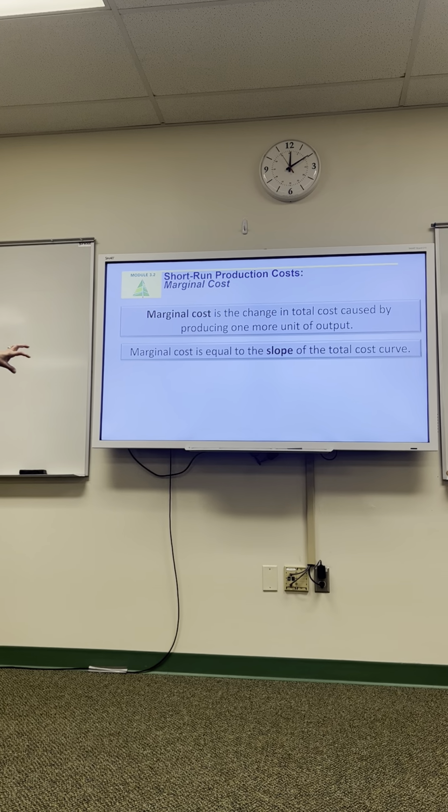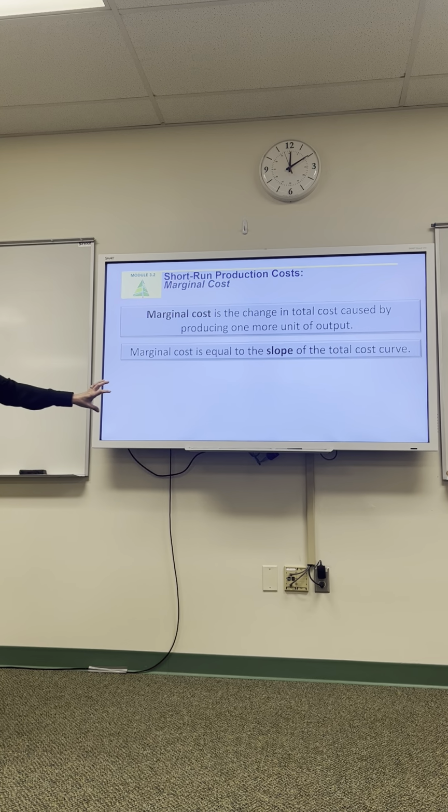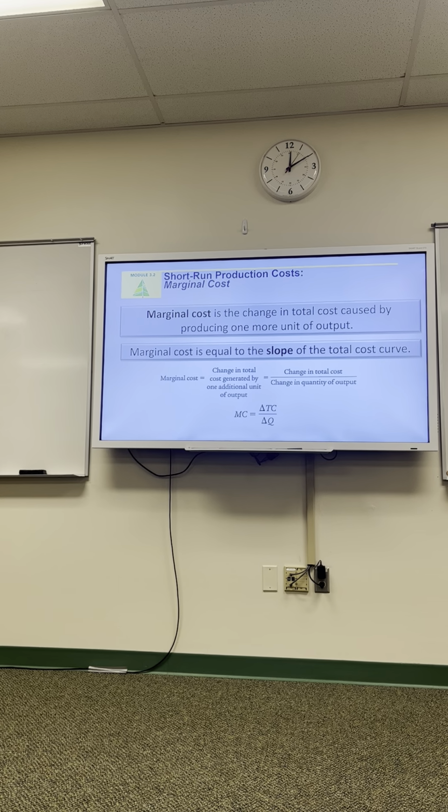It says here that marginal cost is equal to the slope of the total cost curve. So it is also upward sloping. It looks a little bit different, okay? But again, here's the formula for it, which I had already put on the board.